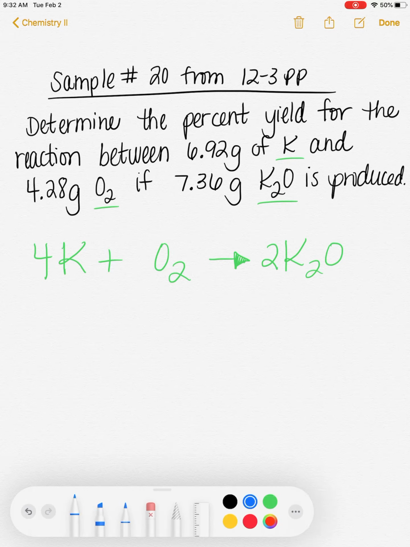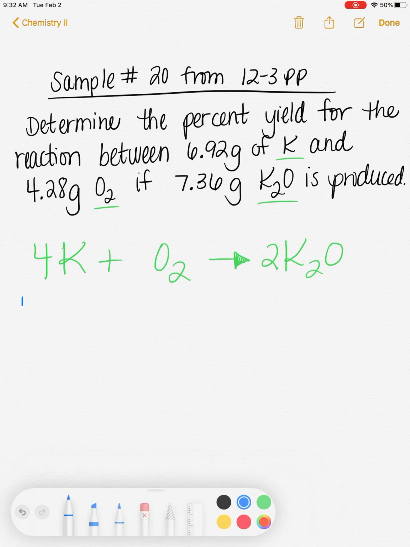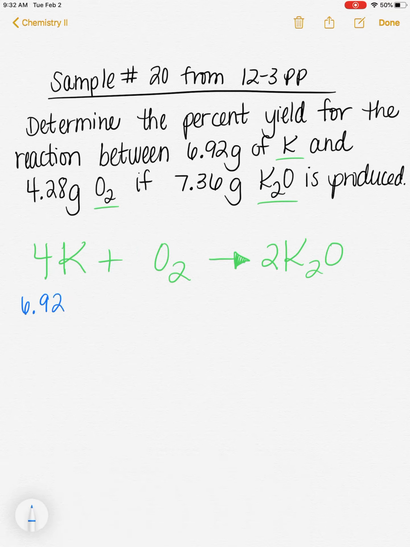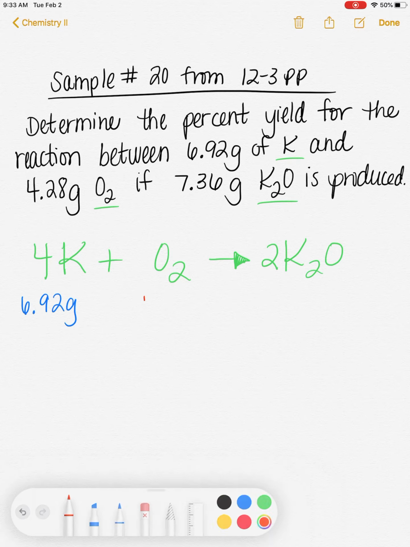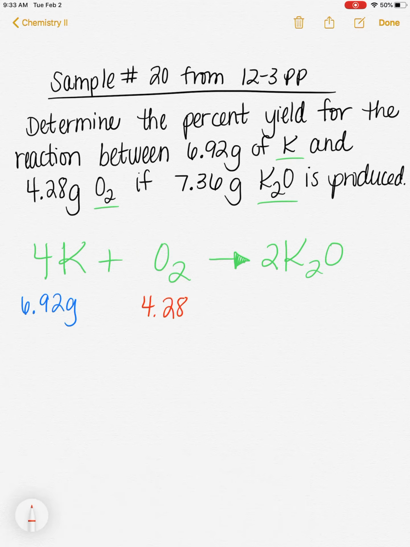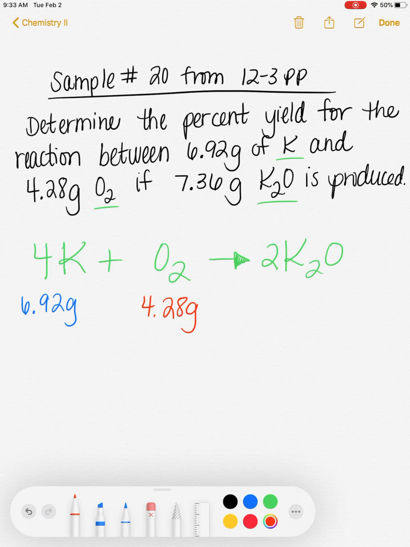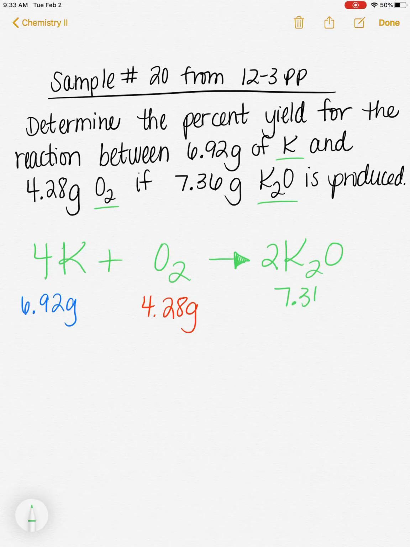Now, let's write out what we are given. So they say that we're starting with 6.92 grams of potassium. We also know that we're starting with 4.28 grams of oxygen, and they tell us that we make 7.36 grams of the K2O. That is our actual experimental value from the lab. So we are supposed to find percent yield.